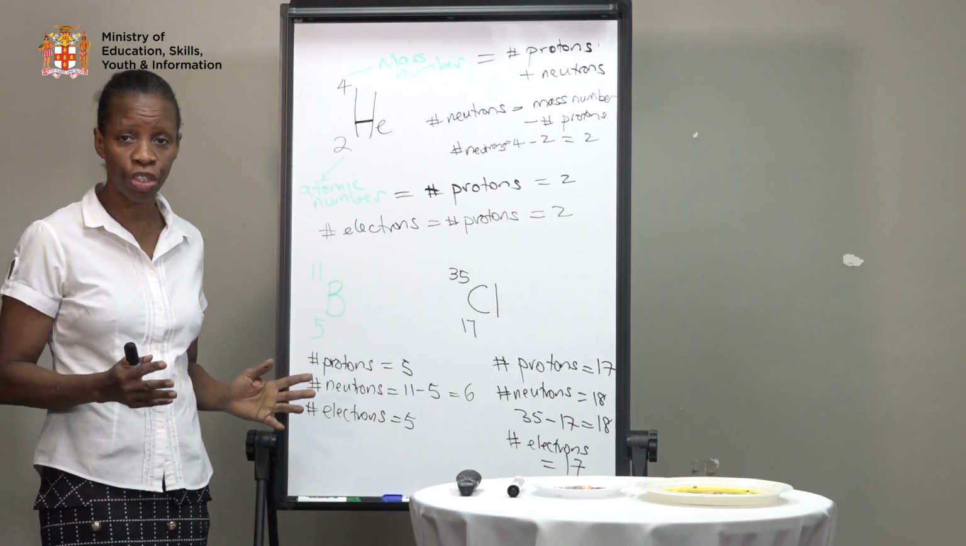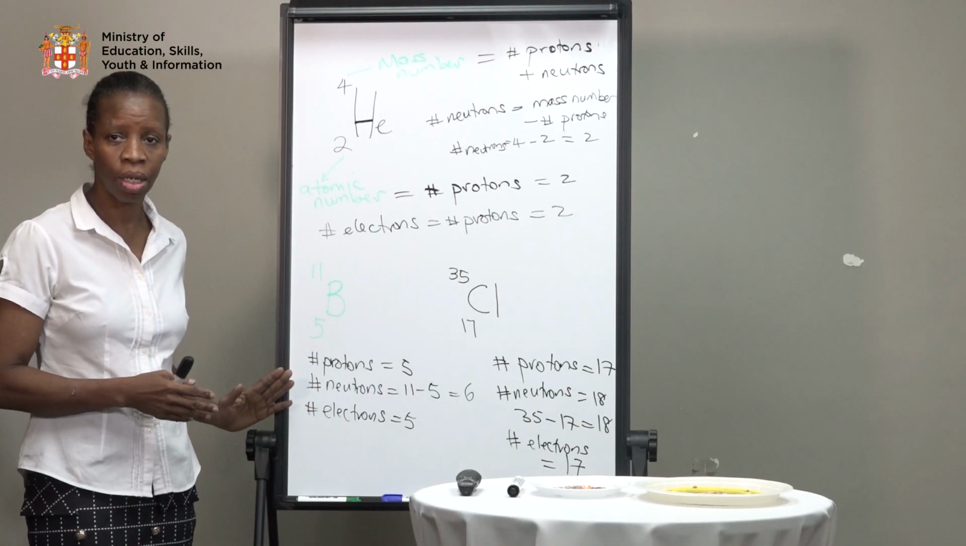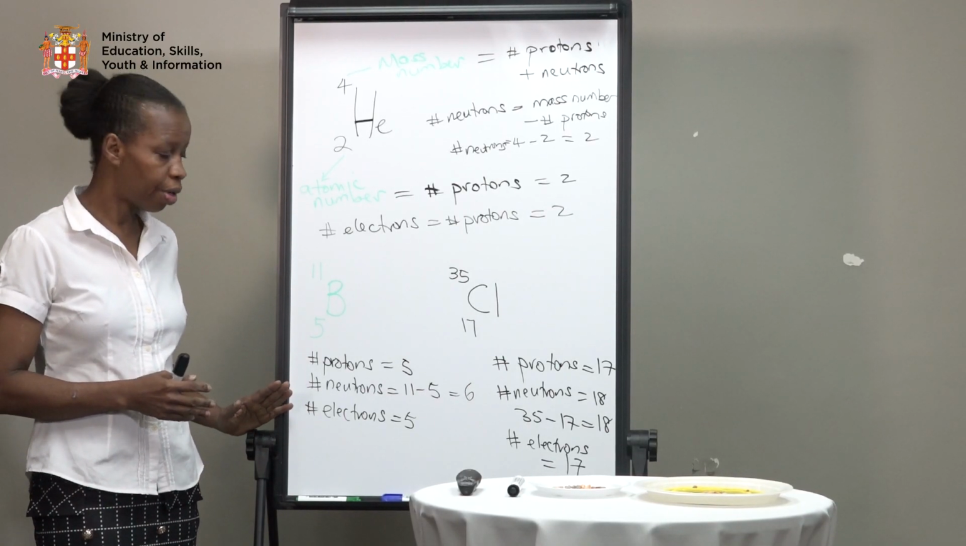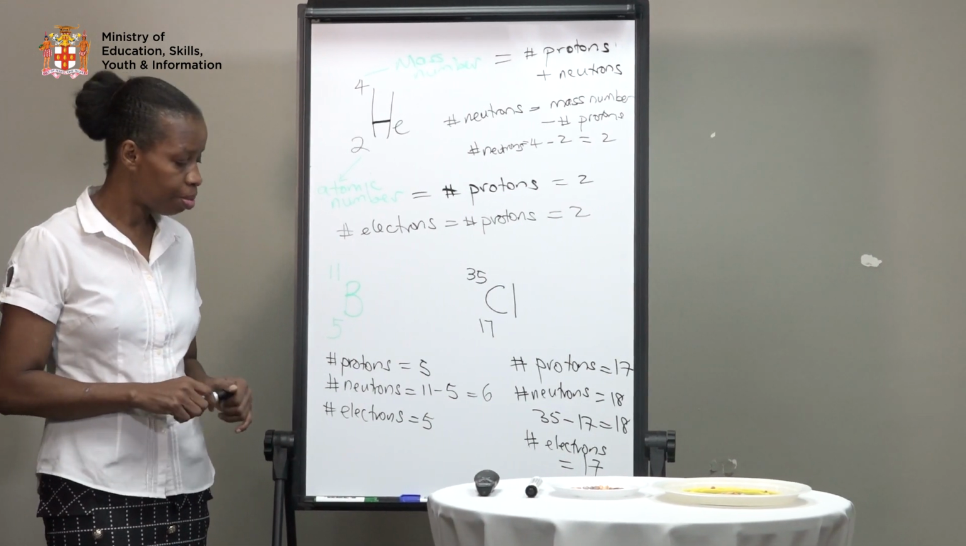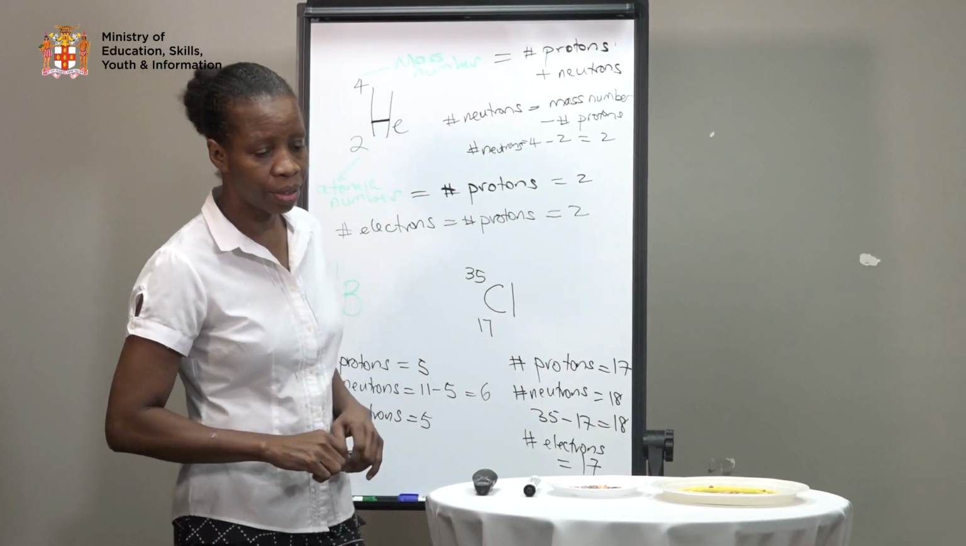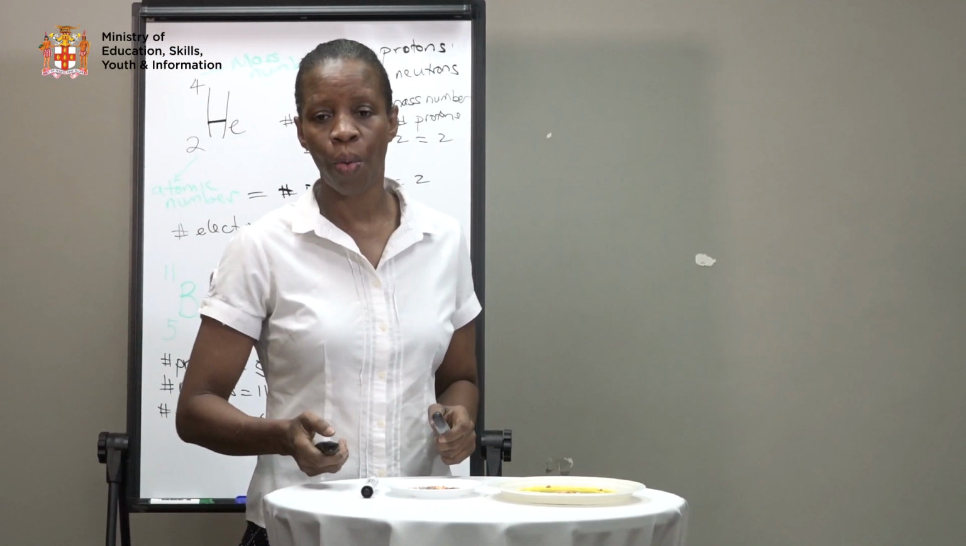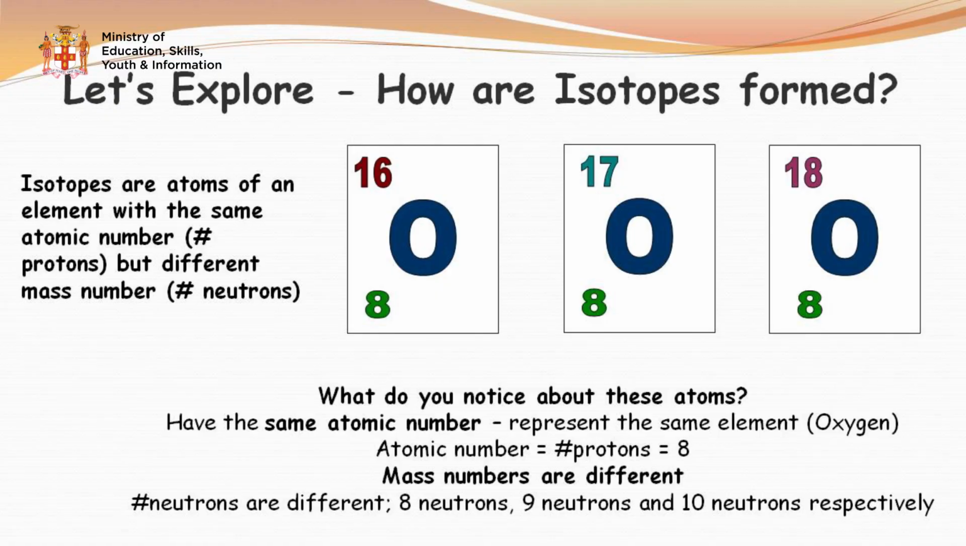So, I would encourage you to continue practicing how to work out the number of subatomic particles in any atom of an element. All right, so let's continue. Now, I want you to look at your screen, and you will see the representation of atoms of oxygen. And you will see that there's something that looks interesting. I won't use the word strange. Look at our screen. What do you notice about the oxygen atoms represented?